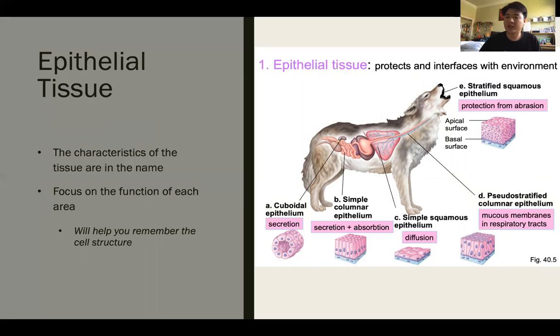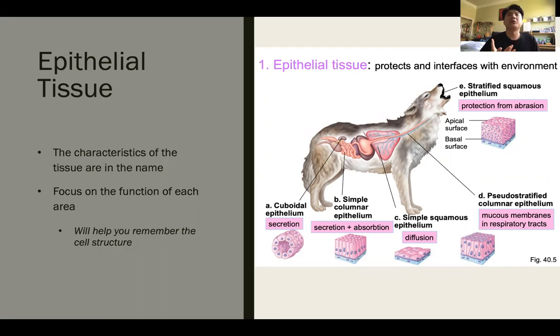My favorite example is the stratified squamous epithelium in the mouth. If you think about it, your teeth are constantly grinding, chewing up food, once in a while chewing your cheeks. So it makes sense for your cheek cells to have a bunch of different layers and to be floor-like tiles.